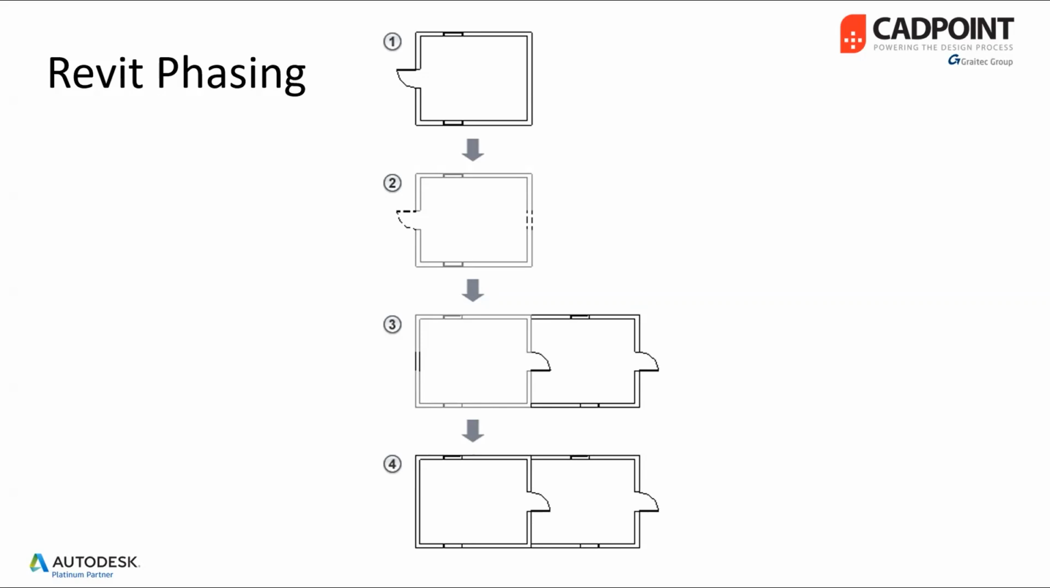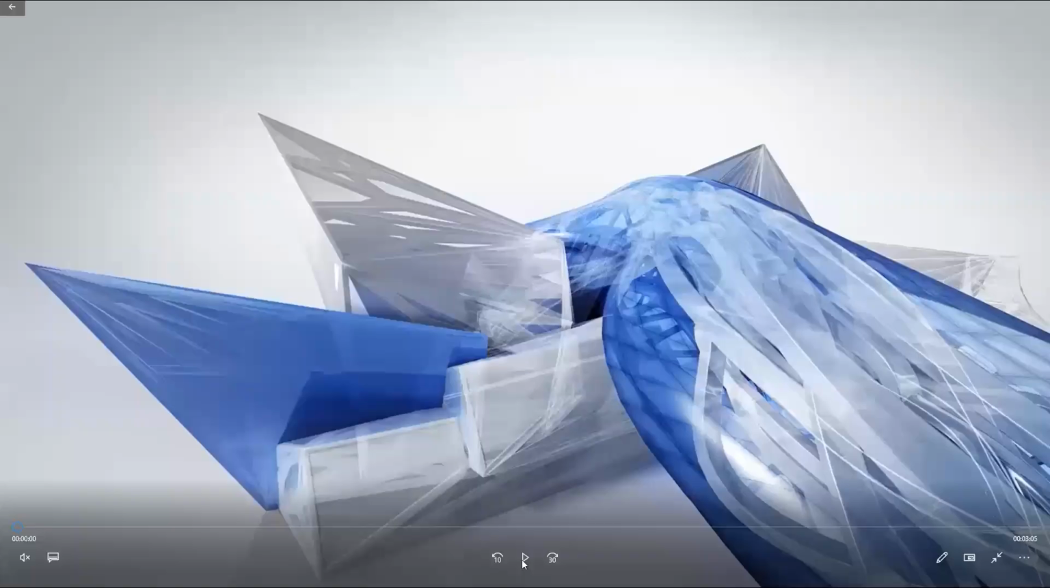This image shows a floor plan in different phases of a project: existing construction, demolition, new construction, and then complete at the bottom.